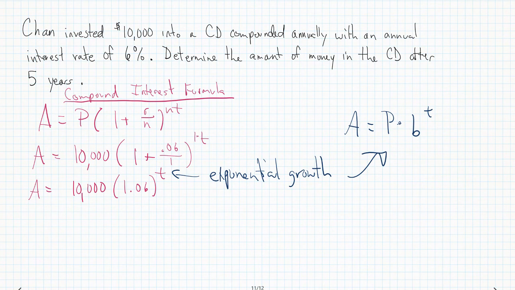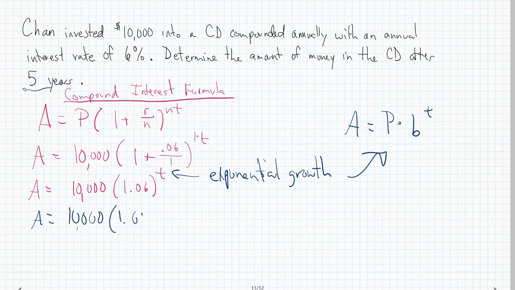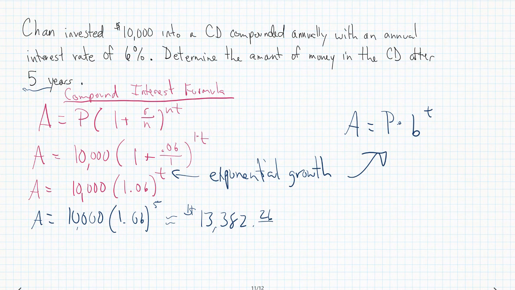Where can we go from here? Well, in our problem we wanted after 5 years, so we take A equals 10,000 times 1.06 raised to the 5th. And so when we do that, raise 1.06 to the 5th and multiply that by 10,000, we should get our answer being $13,382.26. Okay. Keeping all this in mind, what this tells us is actually even more. We had in the problem what the growth rate is.